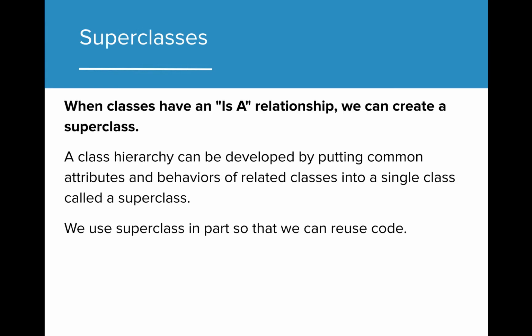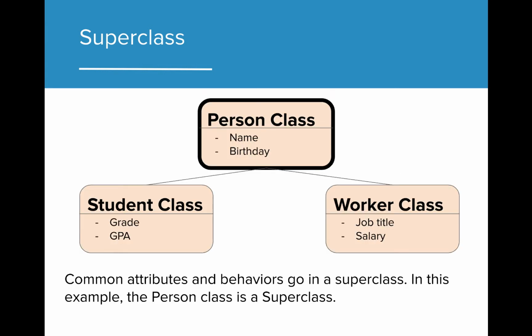When we have an is-a relationship, we can create a superclass. The superclass is developed to put common attributes and behaviors of related classes into a single class. This allows us to reuse code between the superclass and all the subclasses. We will also see later that it plays a role in polymorphism. All workers, students, and people have names and birthdays. We can put these in a superclass. We would not want to have to repeat these variables and related methods in each class, so we are able to put them in the superclass and share them with the subclasses.